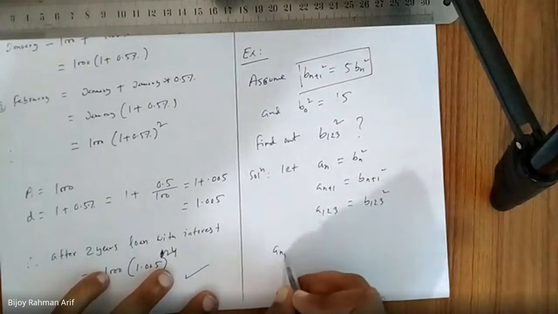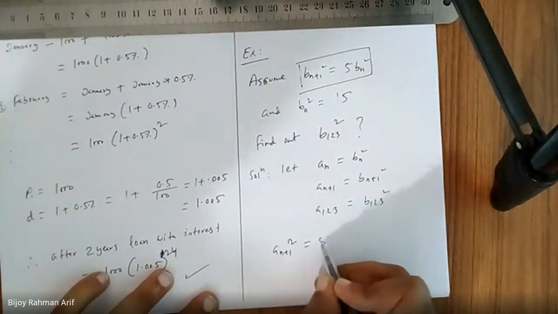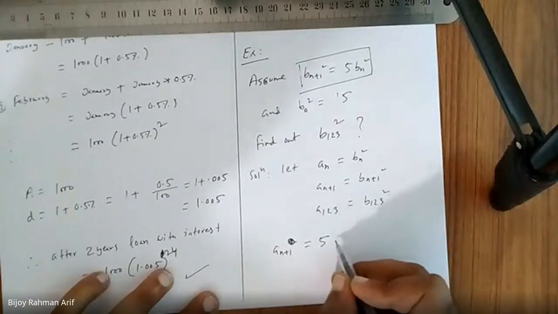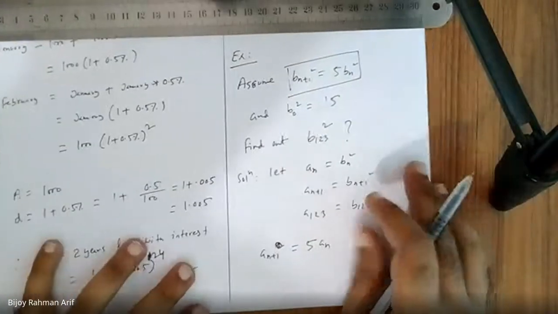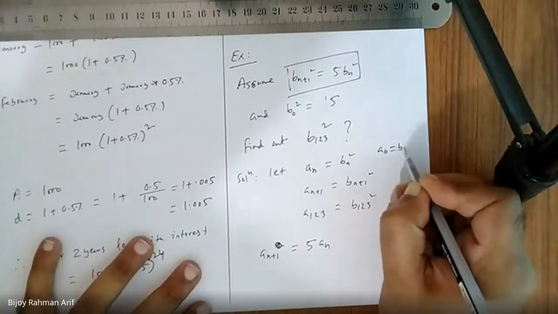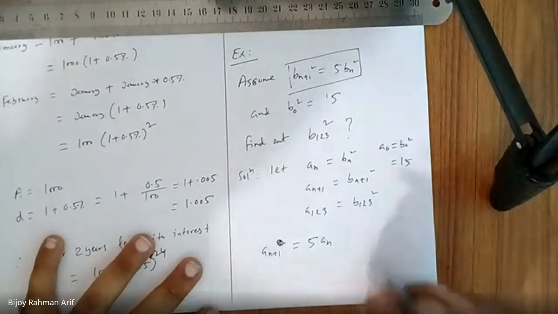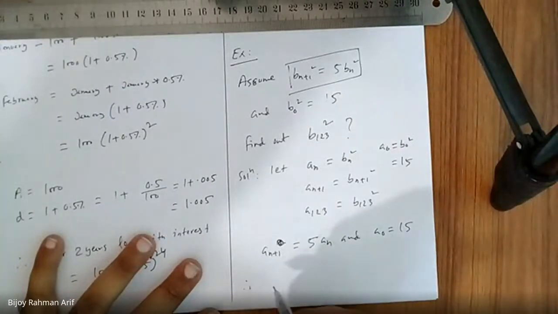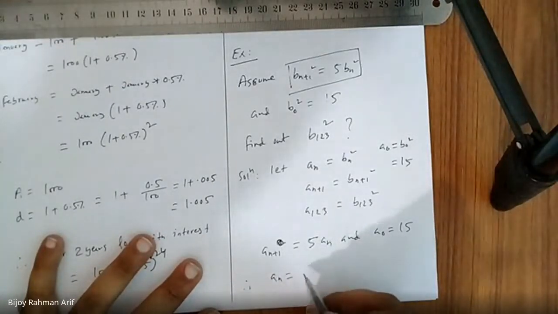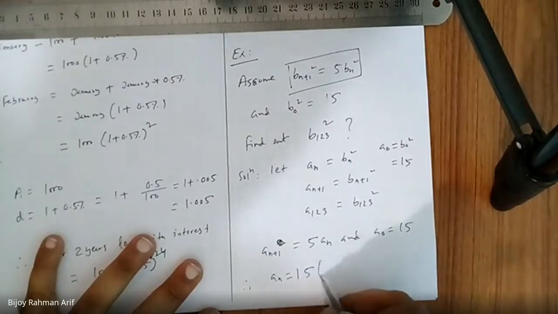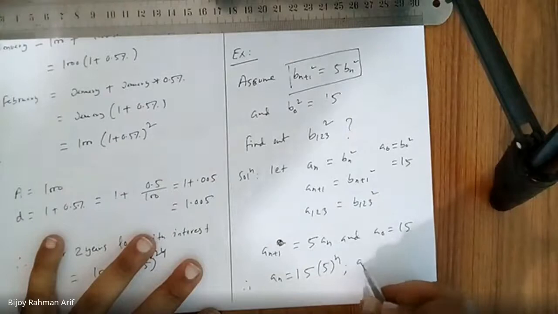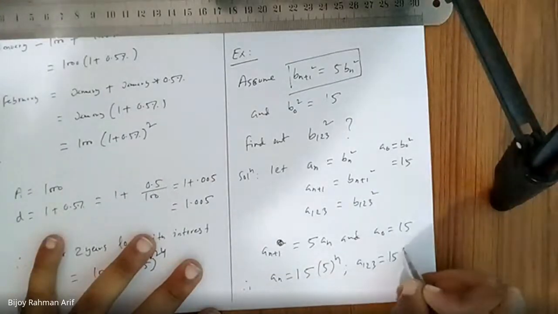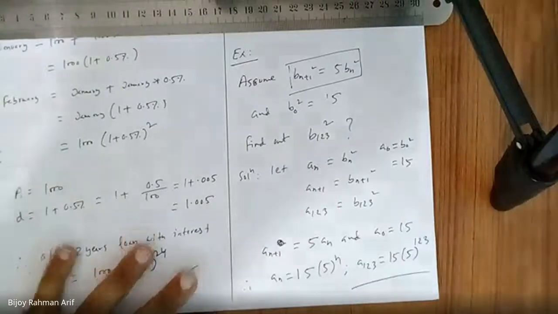a n plus 1 is nothing but 5 a n. And আমরা জানি a naught is equal to b naught square is equal to 15. এখন তো আমরা পেয়ে গেলাম and a naught is equal to 15. So a n is equal to 15 times 5 to the power n. So a 1 to 3 is nothing but 15 times 5 to the power 1 to 3. So this is the answer. Okay? Yes, sir. Okay, sir.